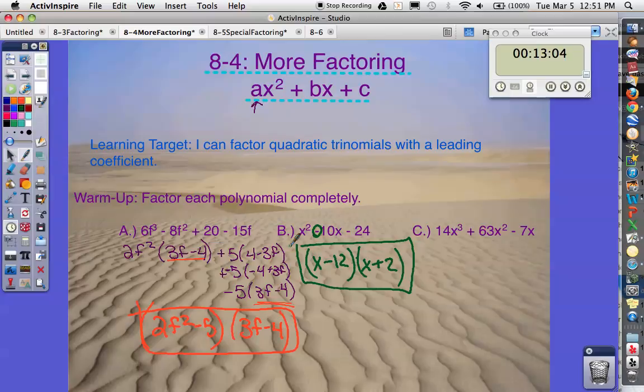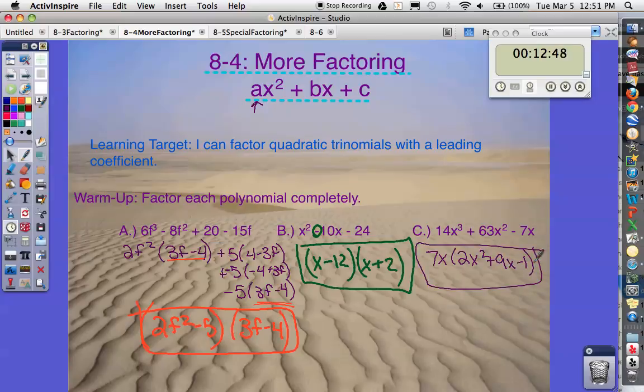Last problem, factor out your GCF first. You're always looking for a GCF. We can pull out a 7x on the outside. We would have 2x squared plus 9x minus 1, and that's as far as you can go.